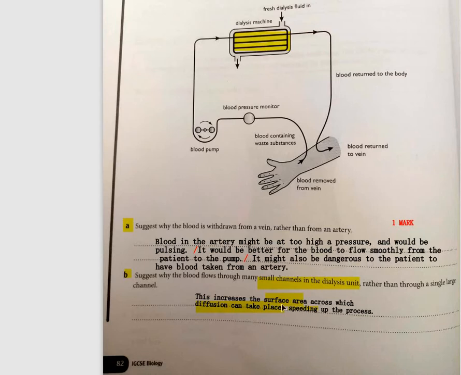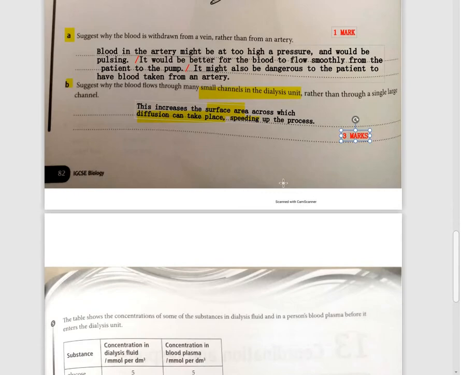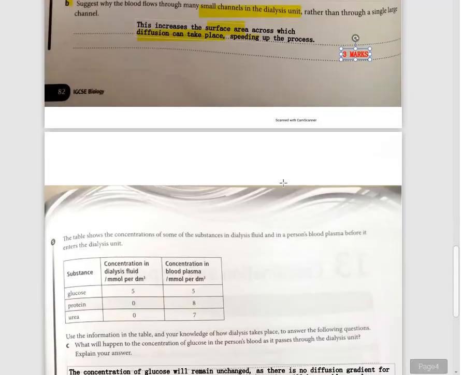So the main reason for you to explain is that because of the presence of the small channels in the dialysis unit, which are these, as you can see over here, the process of diffusion occurs and it thus speeds up the process. And this is usually worth about 3 marks. Don't be surprised, but it's actually about 3 marks. So let's move on to the next question.